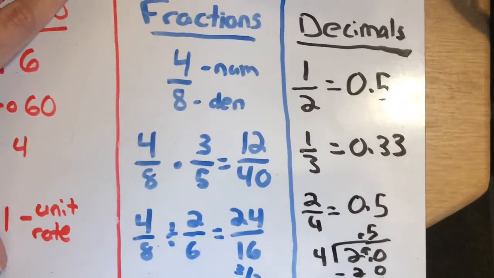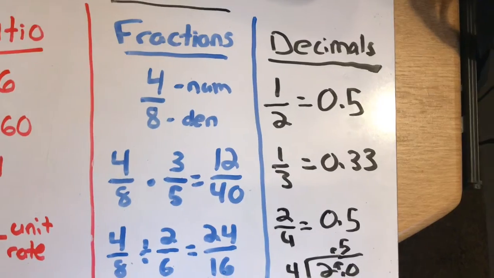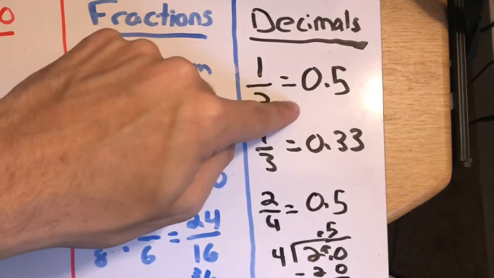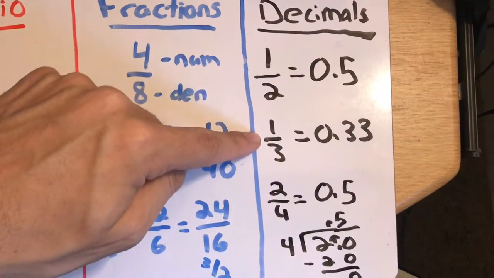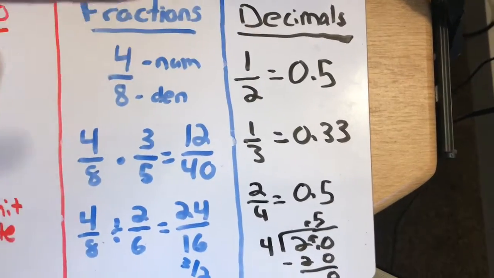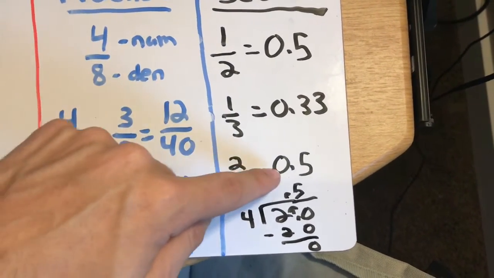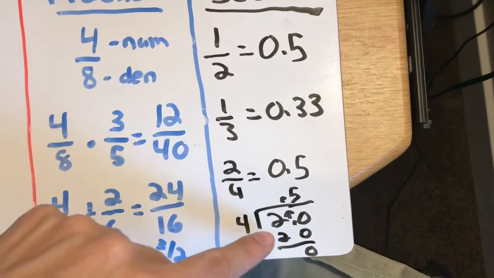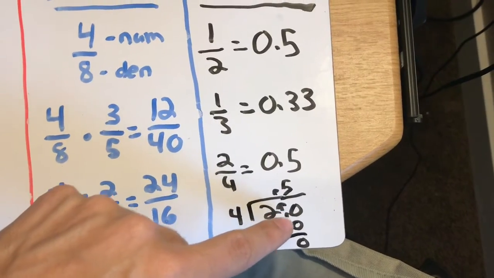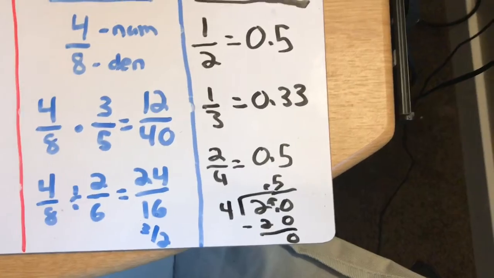Lastly, we have decimals. So decimals really are just fractions converted to decimals. So if you have 1/2, it really means 1 divided by 2, which is 0.5. Or 1/3 is 1 divided by 3, which is 0.3333. It'll go on forever and ever. And then another example is 2/4. 2 divided by 4 is 0.5. Remember, your 2 is going on the inside, and your 4 goes on the outside. And if you need more space, you put a decimal and then keep on adding zeros until there's no remainder.